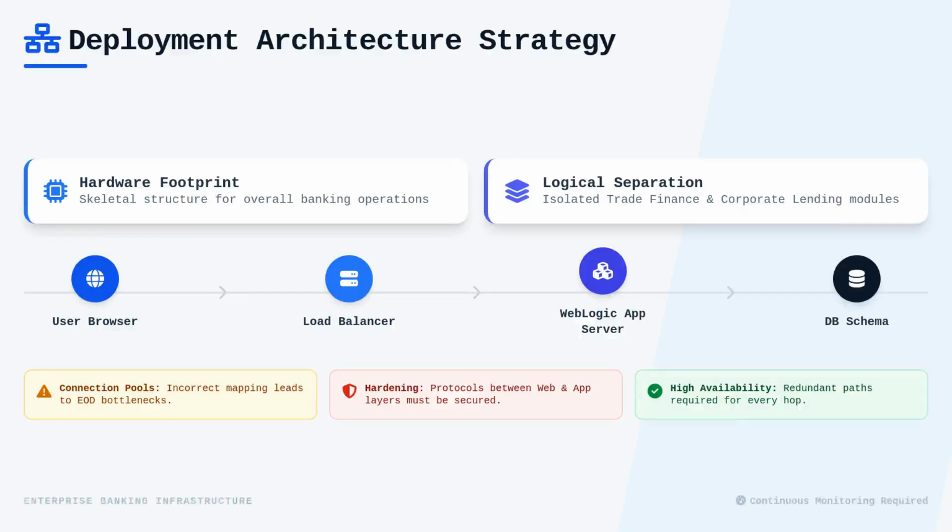Furthermore, the communication between the web server and the application server layer relies heavily on specific protocols that must be hardened. You should visualize the data path from the user's browser, through the load balancer, into the application server, and finally to the database schema. Every hop in this chain is a potential point of failure that requires monitoring and redundant paths to maintain the high availability demanded by financial institutions.